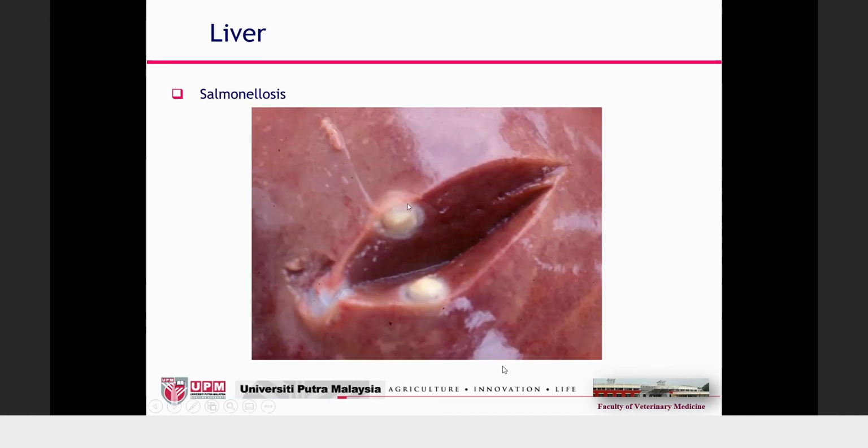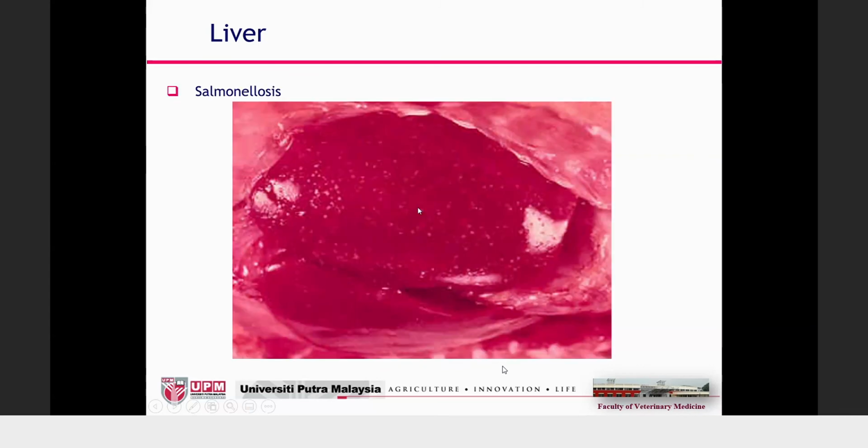And this is Salmonella, you can see those necrosis, abscesses. When you talk about abscess, this is a capsule there, again the liver. And I can show you, this is a case of Salmonella, but same thing also, got pinpoint there.